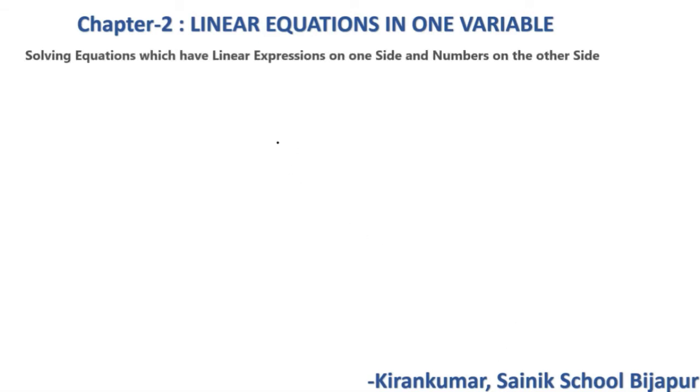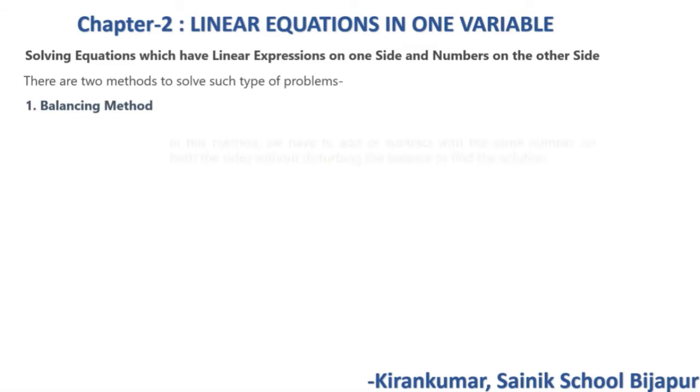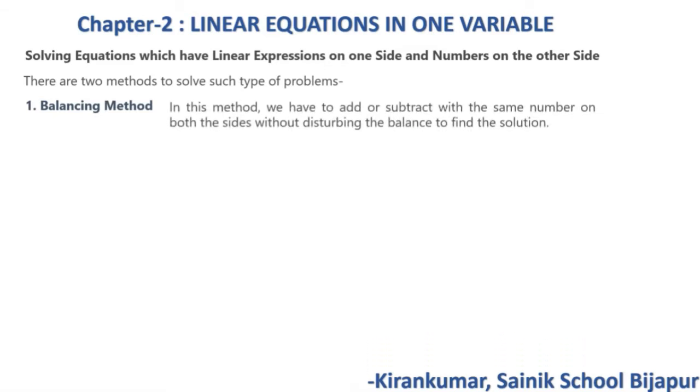Solving equations which have linear expressions on one side and the number on the other. There are two methods to solve such type of a problem. One of the methods is called the balancing method. In this method, we have to add or subtract the same number on both the sides without disturbing the balance to find the solution.